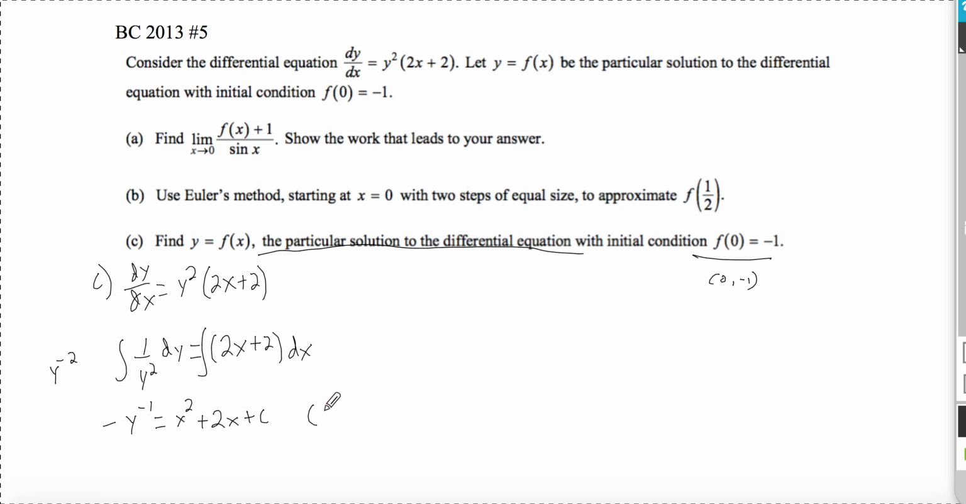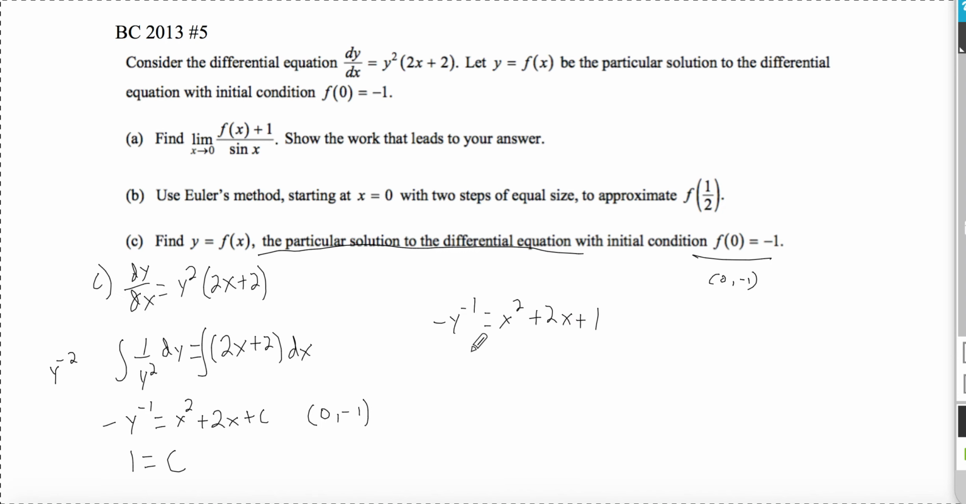Okay. Now I can plug in my initial condition, which is (0, -1). So when x is 0, y is -1. So if y is -1, I have -1 to the negative first power, so that's -1, times negative, so it'll be +1, equal to 0 squared plus 0 plus c, so c equals 1 when I plug in my initial condition. Now I know that -y to the -1 is equal to x squared plus 2x plus 1.